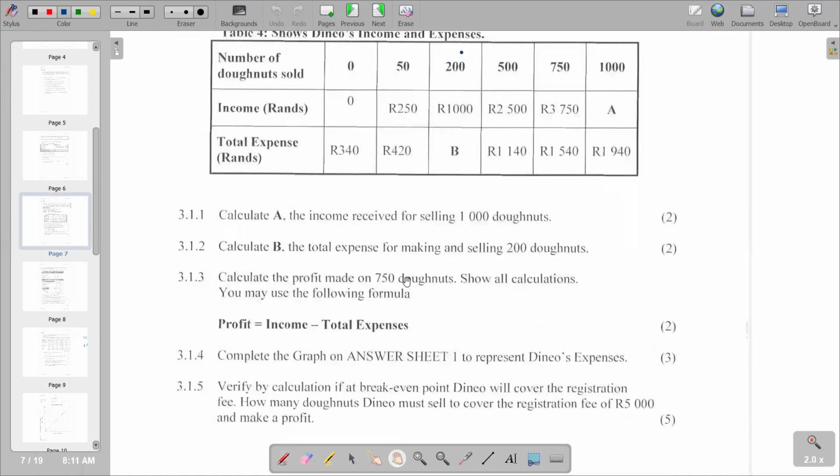Calculate the profit made on $750. Show all calculations. We may use the formula income minus total expenses. So for $750, we have our income as 3,750. And obviously, for our total expenses, we are given it as 1,540. So we can try to calculate it from that point.